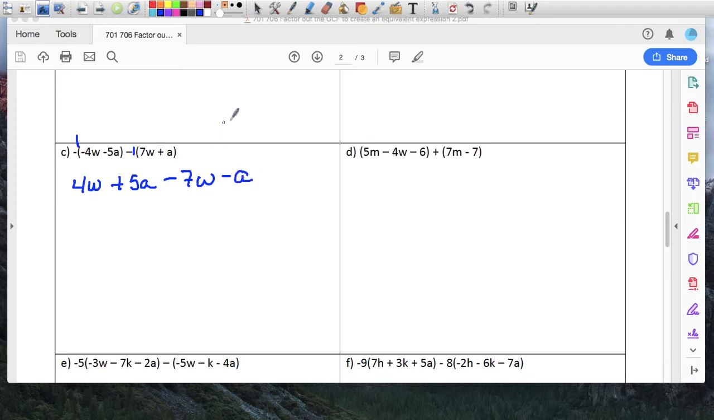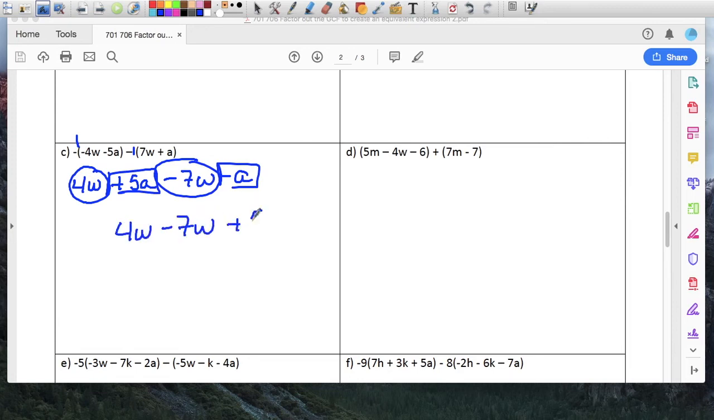Can we combine like terms? We can combine this guy here with this guy, and this guy with this guy. So 4w minus 7w plus 5a minus a.